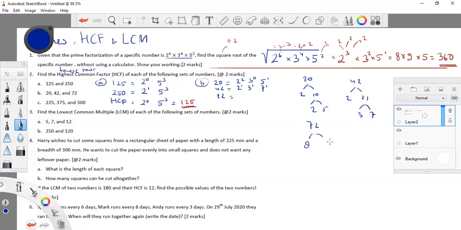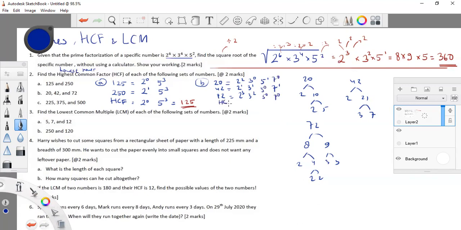72, 8 times 9, right? 2, 4, 2, 2, 3, 3. 2 cube times 3 square. 2 cube times 3 square times... ini 7 sama 5 salah tempat sih. 7 taruh di sini. 7 power 1 ini nggak ada lagi. Ini berarti 5 power 0, 7 power 0.